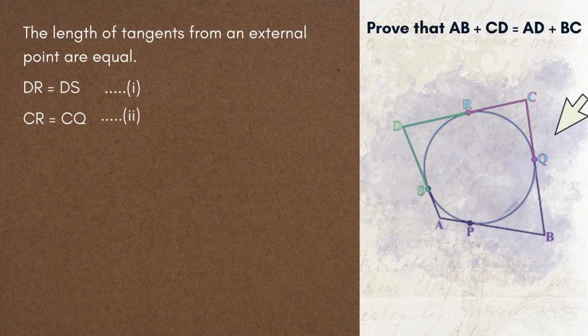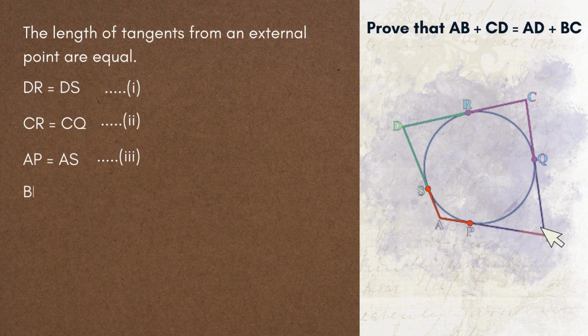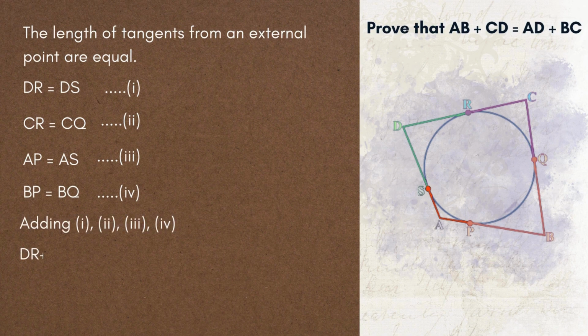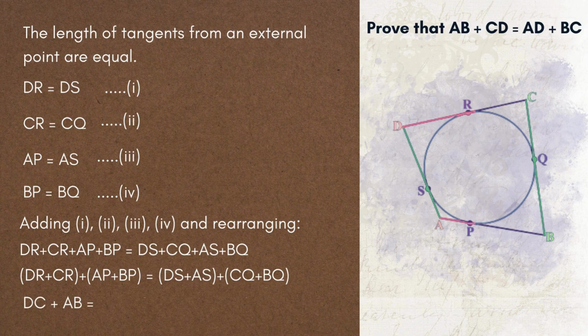CR is equal to CQ, tangents from an external point C. AP is equal to AS, tangents from an external point A, and BP is equal to BQ because these are tangents from an external point B. Adding these equations, we get, rearranging, we get this, and hence AB plus CD is equal to AD plus BC, which is what we wanted to prove.